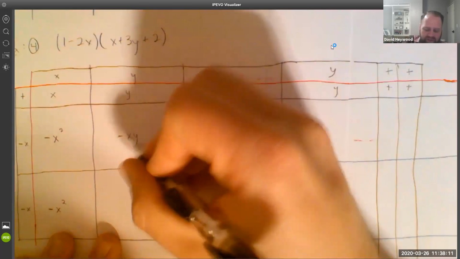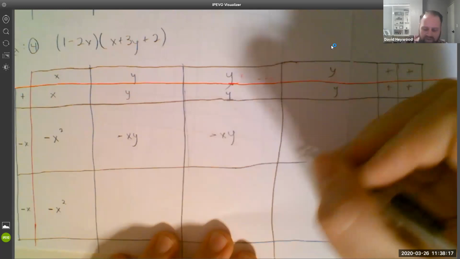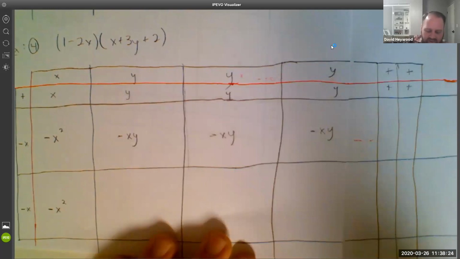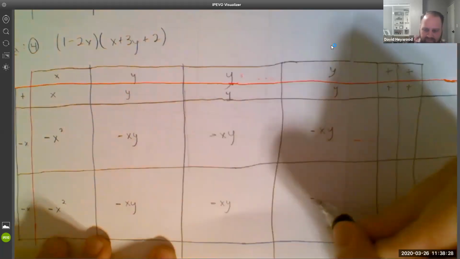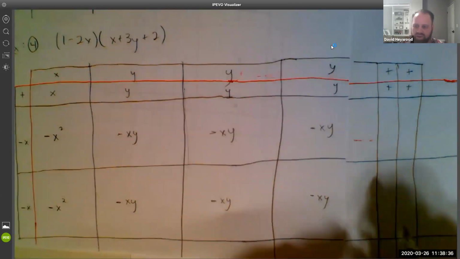And I suppose that means this one's also a negative xy. And this one's also a negative xy. And this one's also a negative xy. Right? They're all the same tile, all the same shape and size. So then all I have left to do is to figure out what these four things are.